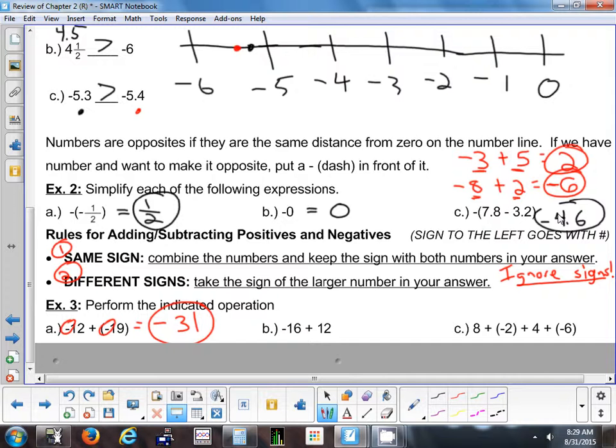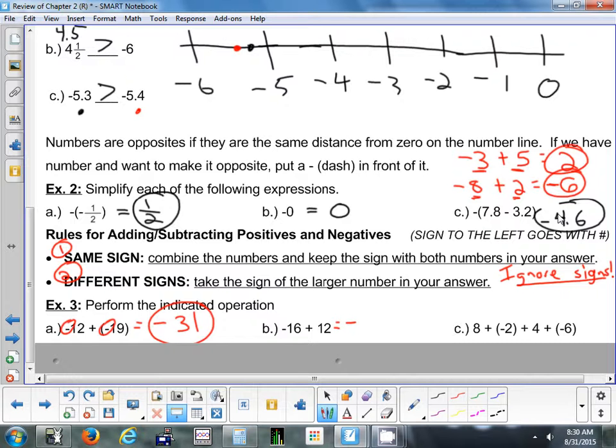Next one. Justin, this next one. I get negative 16 plus 12. Which rule? Rule 1 or rule 2? What do you think? Rule 2, okay. Answer got to be positive or negative? Negative. Tell me why. Because the bigger number is 16. Ignore the signs, 16 is bigger than 12, right?